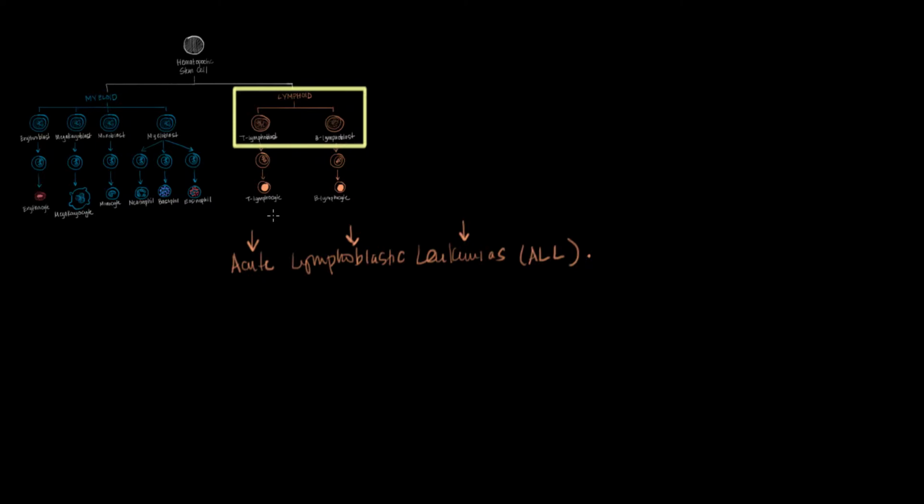A couple of other important things is, number one, ALL is the most common cancer in kids. So unfortunately, it affects the little ones the most. And it's also associated with Down syndrome. And you may know that Down syndrome is a genetic syndrome where you end up with 3 copies of chromosome 21. In a normal cell, you only have 2 copies of chromosome 21, but in Down syndrome, you end up with an extra copy. So you end up with 3 in total, and that's called trisomy 21.